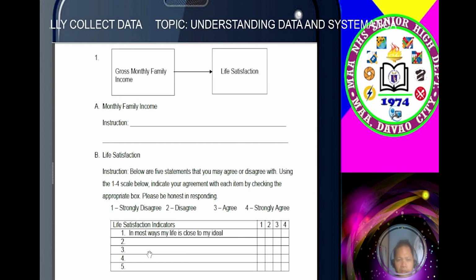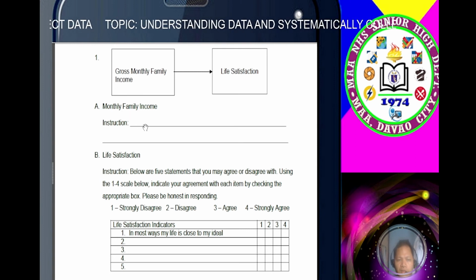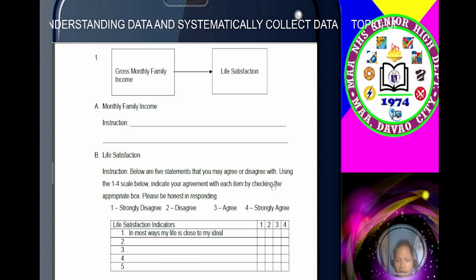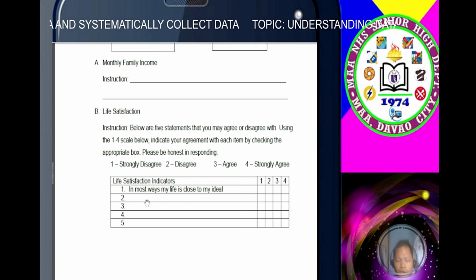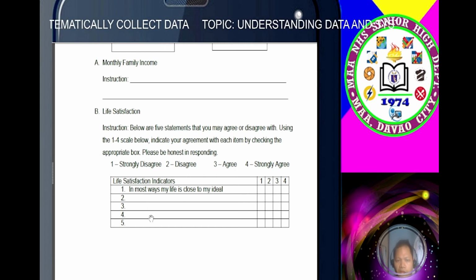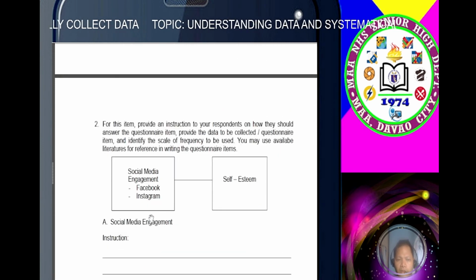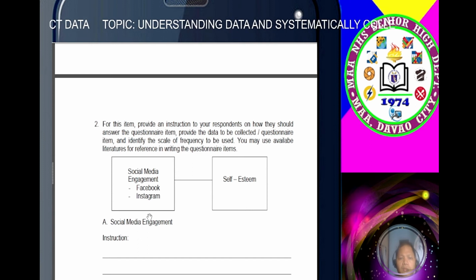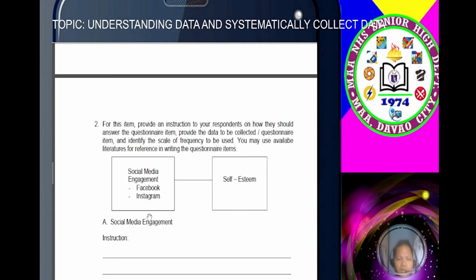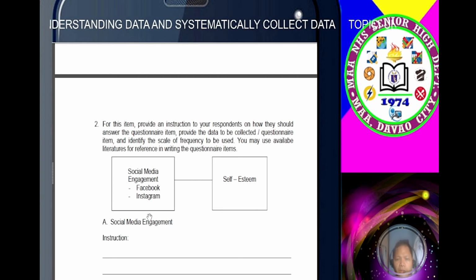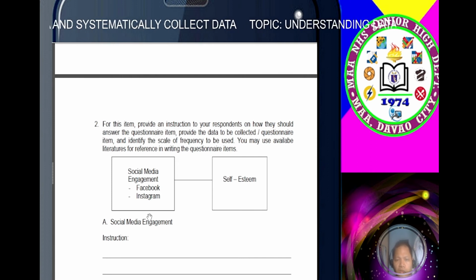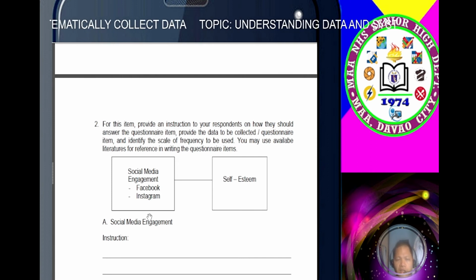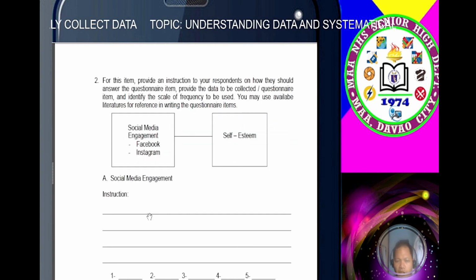I will repeat it. In letter A, you must have an instruction on how to answer your questionnaire just like this. You must have the Likert scale. Then in letter B, you must construct your questions related to the indicator, life satisfaction. Number 2, for items, provide instruction to your respondents on how they should answer the questionnaire item. Provide the data to be collected, and identify the scale of frequency to be used. You may use available literatures for references in writing the items in the questionnaire.